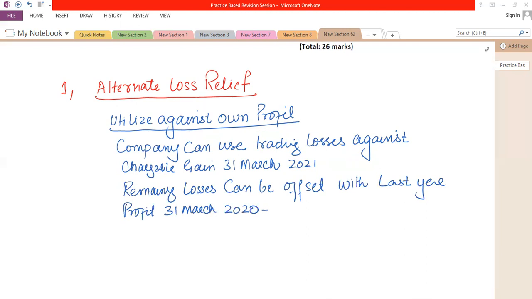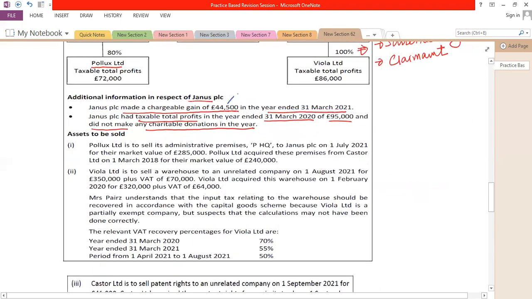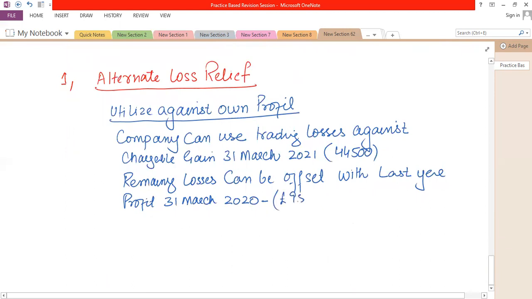We can also write the amount. Very good to write the amount against the chargeable gain. Chargeable gain is 44,500. Given in the question, let me check. In the question, it has been given that we have chargeable gain of 44,500. We have taxable total profit of 95,000. So you can also refer that we can offset against 95,000. Now look, we have 3,30,000 of loss. So this particular current year income and the previous carryback income is not enough to offset my entire losses. But here I have to write the options available.